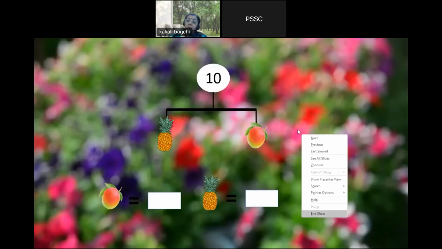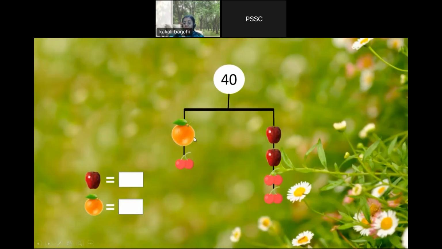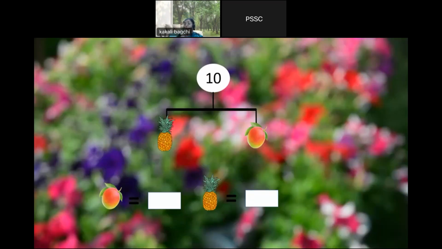See this one. 10 rupees divided into two fruits equally. What is the price of each fruit? 5. Yes, very good. 5. That means it is actually an equation. x plus y is equal to 10. x is equal to y.